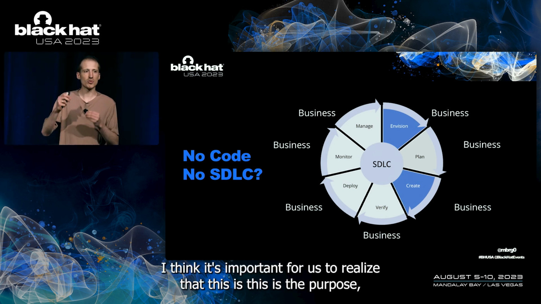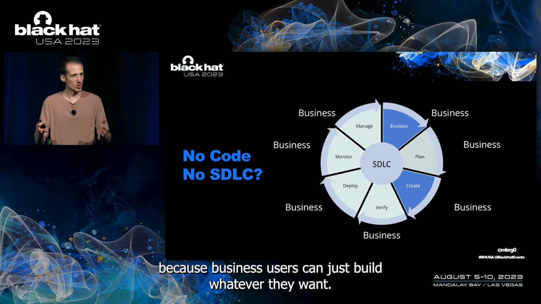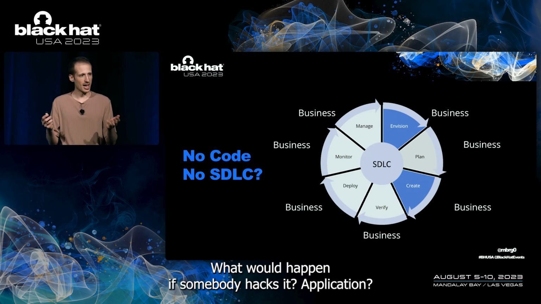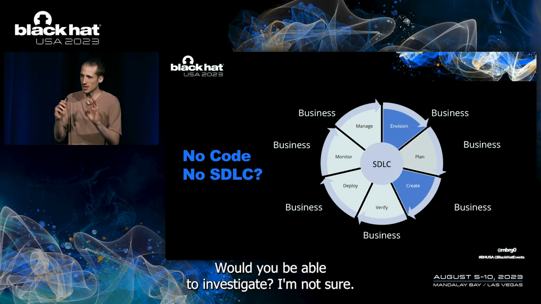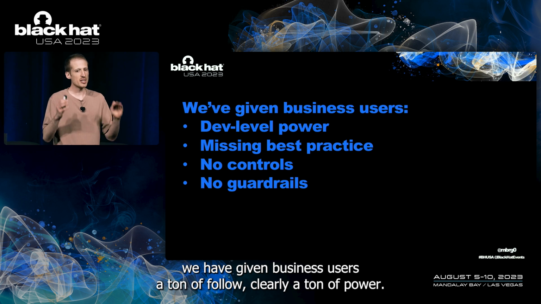I think it's important for us to realize that this is on purpose, because this is why low code is successful. Because business users can just build whatever they want. They think about something, they build it. But who's monitoring it? What would happen if somebody hacks that application? Would you be able to investigate? I'm not sure. And so we have given business users a ton of power, really a ton of power.